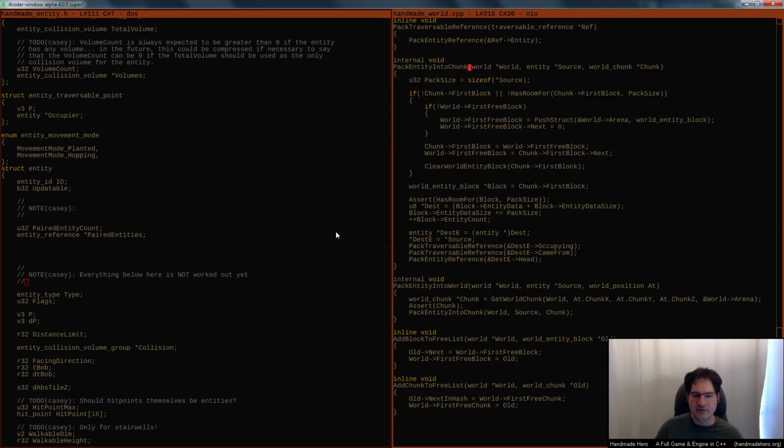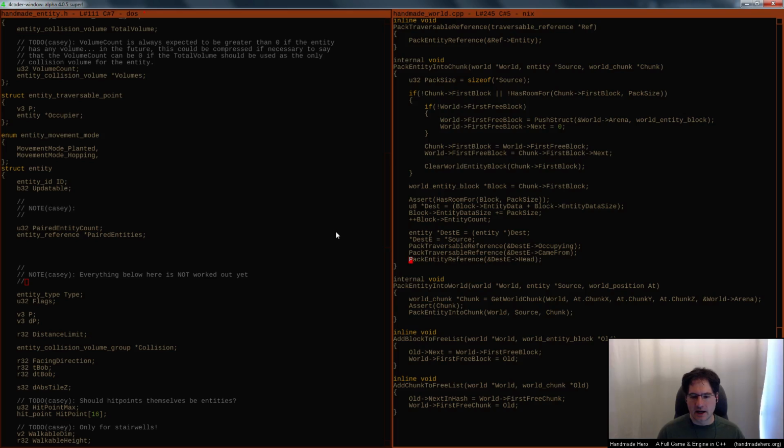Because my goal is to have all of the pack and unpack stuff happening in Handmade World, and then all the sim stuff can happen over in sim region and entity. But I'd like the packing to kind of live in a place where we can see it very clearly what's involved in the packing and what's not, because that's a process we want to sort of systematize and not screw up. Excuse me.